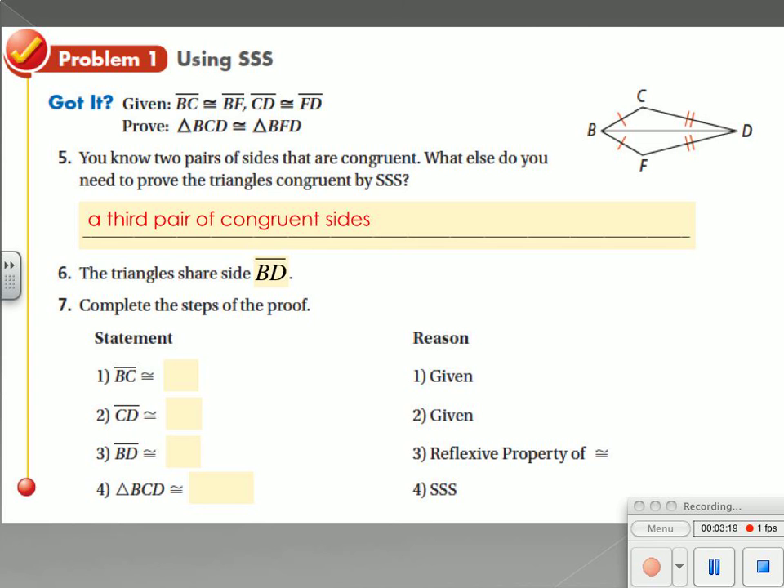But the triangles share a side, segment BD, so we can use the reflexive property to do this proof. We're given that segment BC is congruent to segment BF, and segment CD is congruent to segment FD. Both of those are given. So we can say that segment BD is congruent to segment BD itself by the reflexive property of congruence. And since we now have three sides congruent, we can say that triangle BCD is congruent to triangle BFD by the side-side-side postulate.